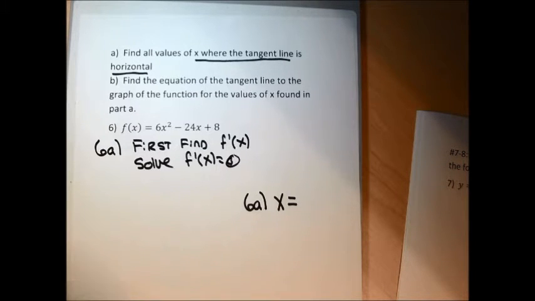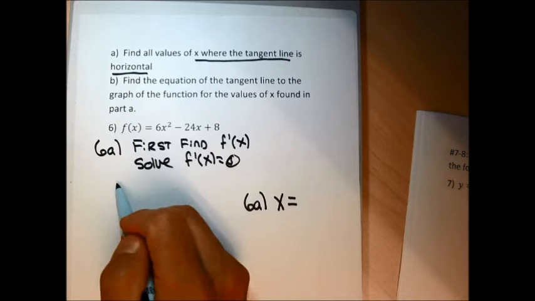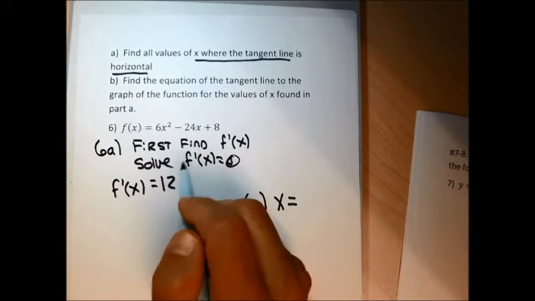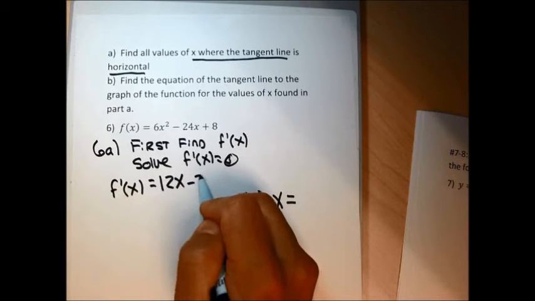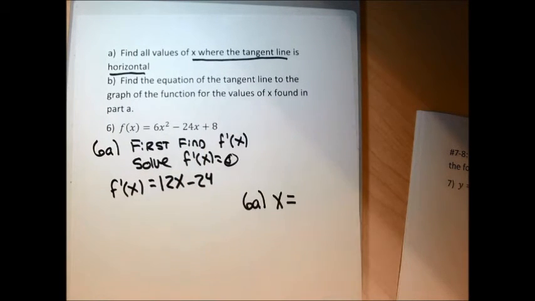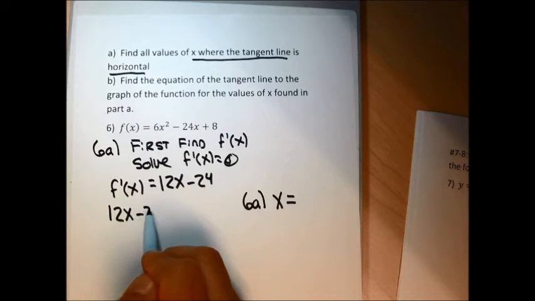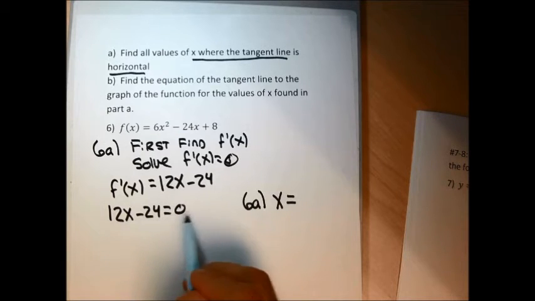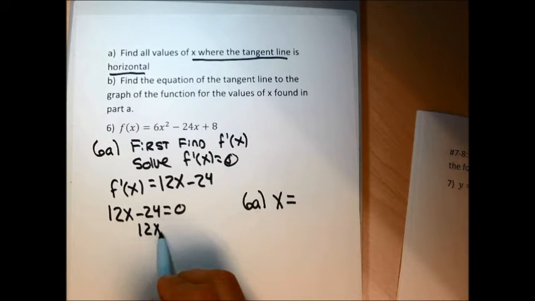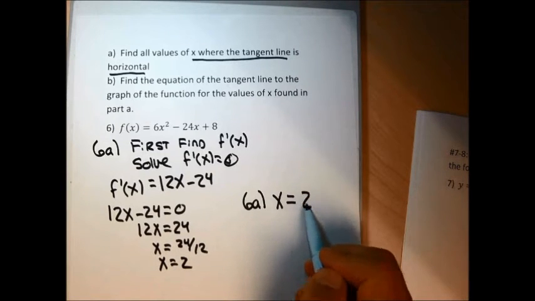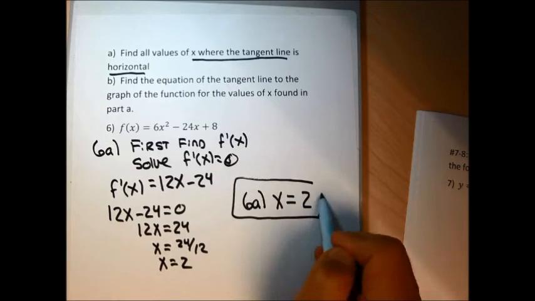So the part A's, we've done a bunch of these, so I'm going to do the derivative. F prime of x, the derivative of 6x squared is 12x. The derivative of minus 24x is minus 24. The derivative of plus 8 is 0. Now I'm going to take that 12x minus 24 and set it equal to 0. So I'm going to add 24 to both sides and get 12x equal to 24. I'm going to divide both sides by 12 and get x equals 24 over 12. And that's going to give me x equal to 2. So that's the answer to 6a.